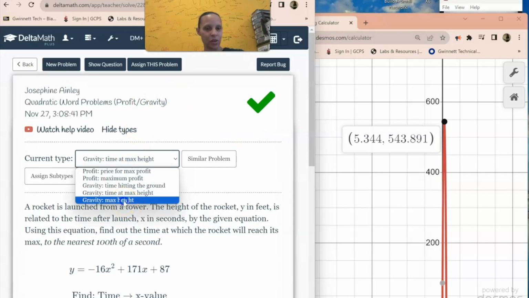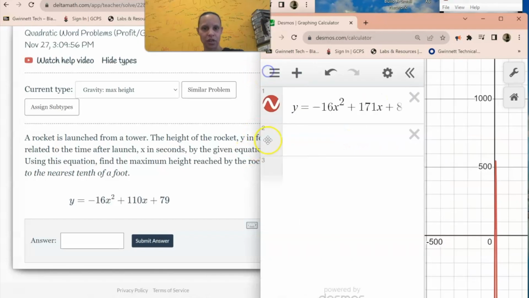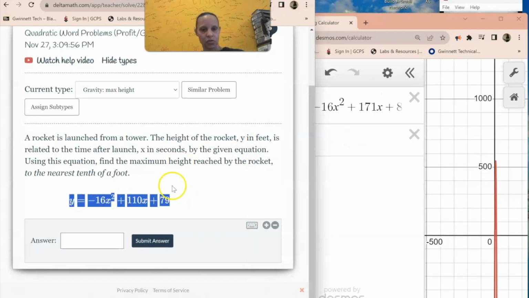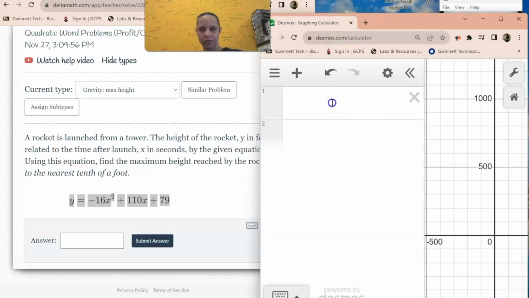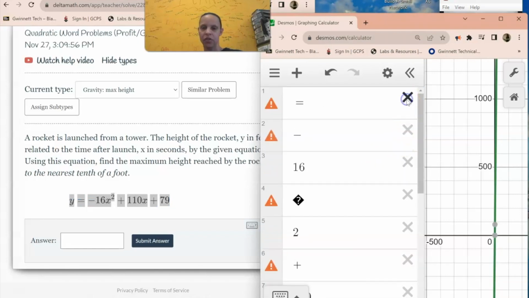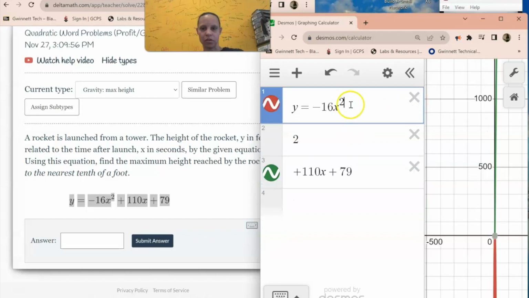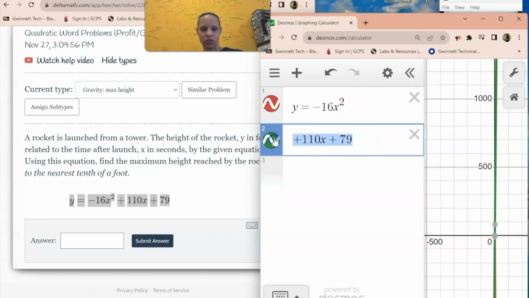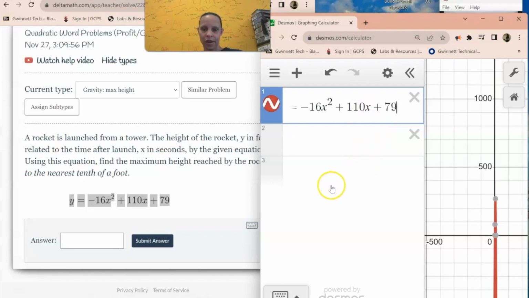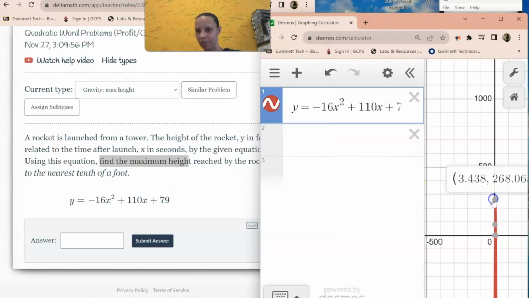I'm on the last question, I believe. All right, so here's the last type of question, because remember, the question is going to change, right? All right, so I do Control C and Control V. Get rid of all this extra stuff. All right, so this needs to be squared. Shift 6, Control X, Control V. All right, and again, now read the question. Find the maximum height. I need max, so this is my max. But there are two answers. I could get X or Y.